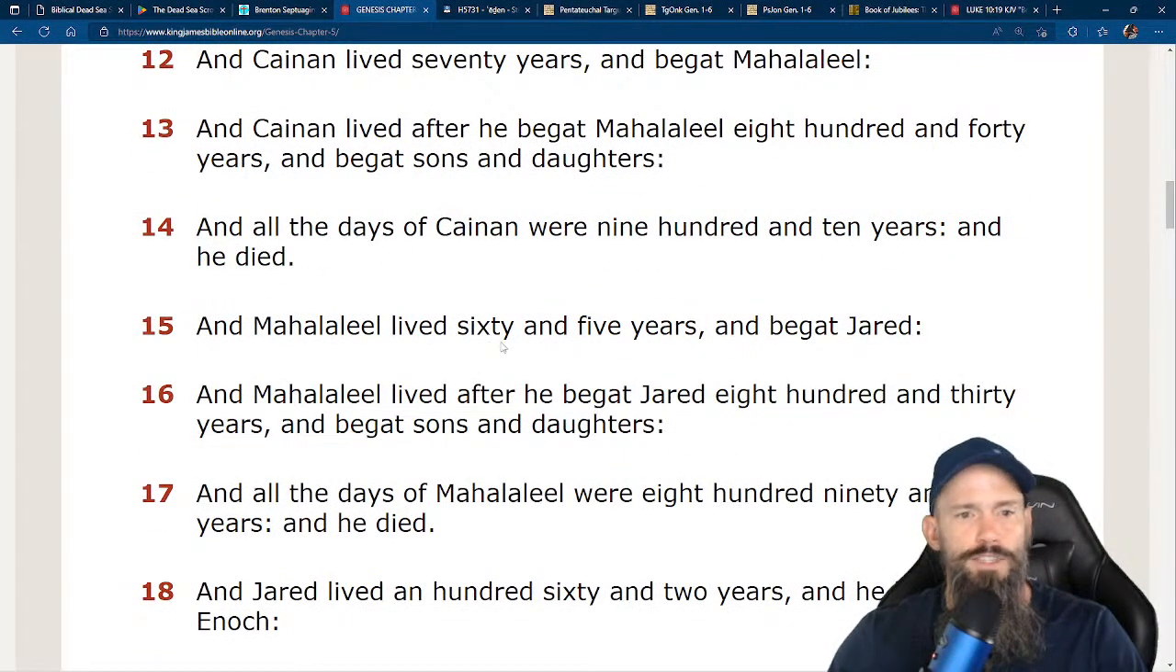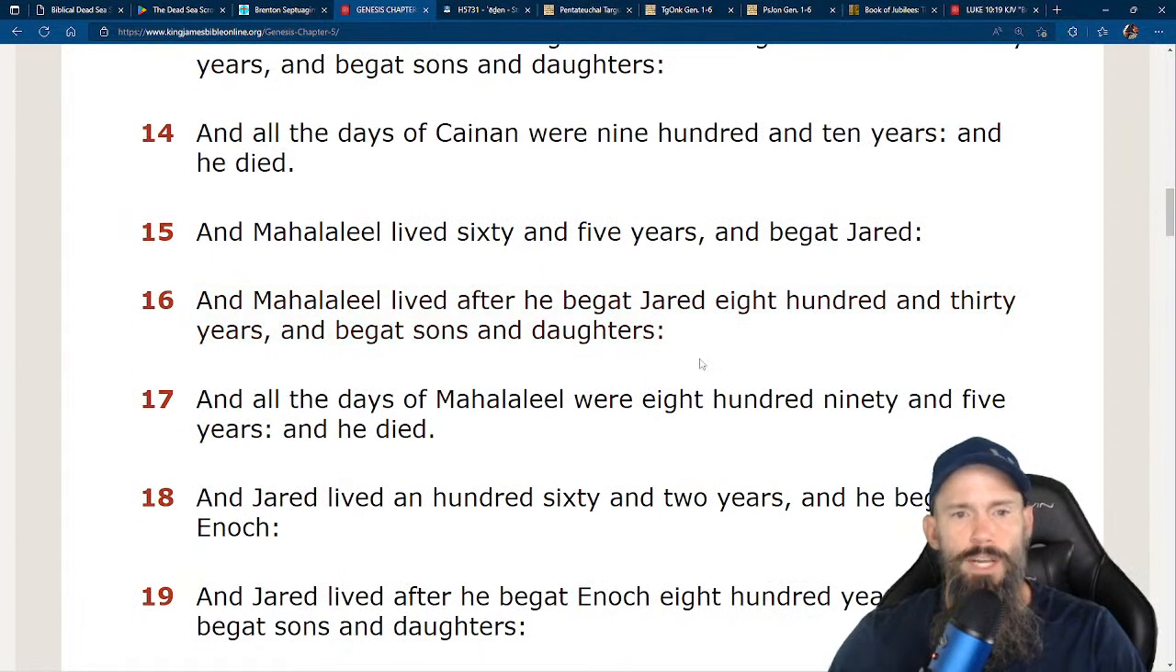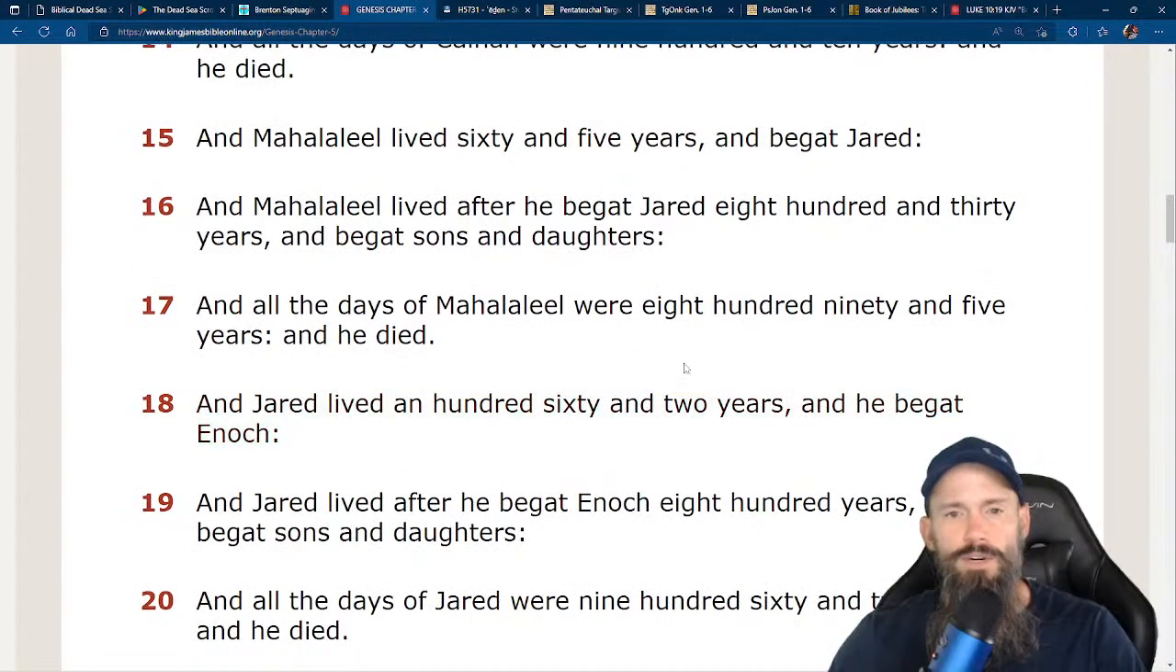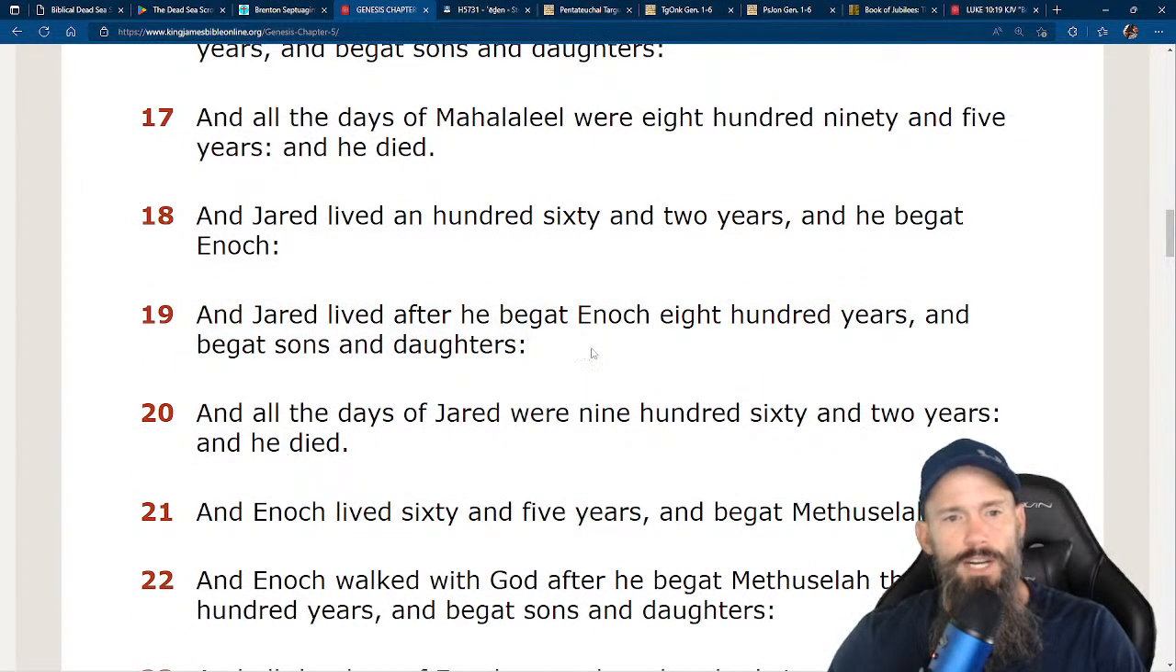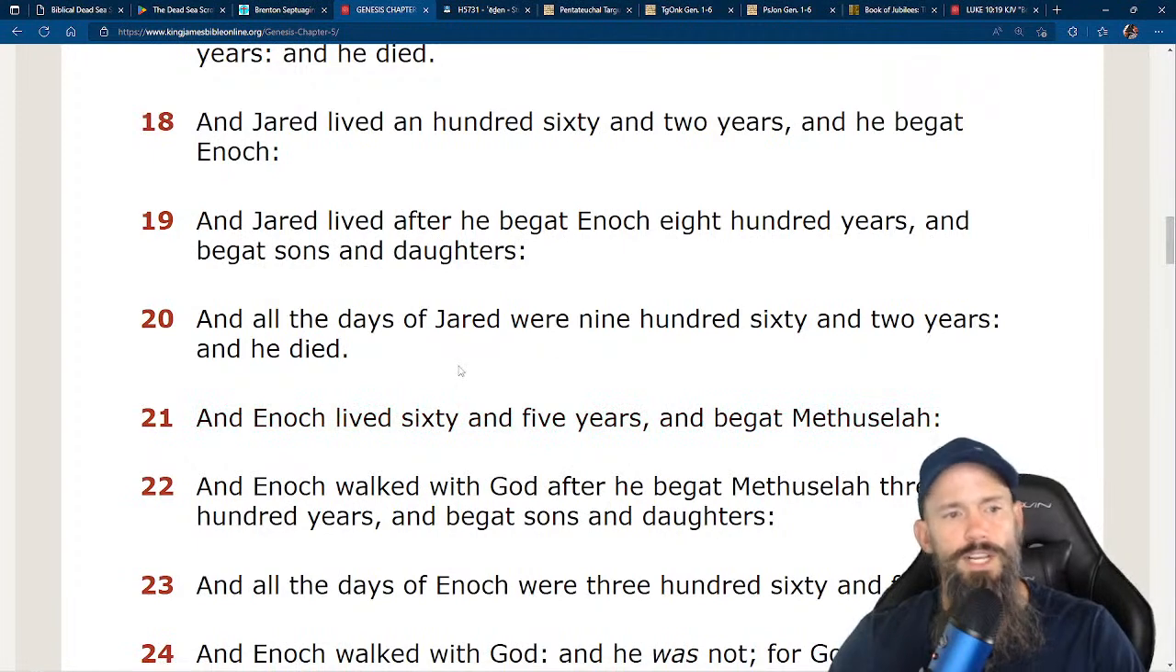And Mahalalel lived 65 years and begot Jared. And Mahalalel lived after he begot Jared 830 years and begot sons and daughters. And all the days of Mahalalel were 895 years, and he died. And Jared lived 162 years, and he begot Enoch. And Jared lived after he begot Enoch 800 years and begot sons and daughters. And all the days of Jared were 962 years, and he died.